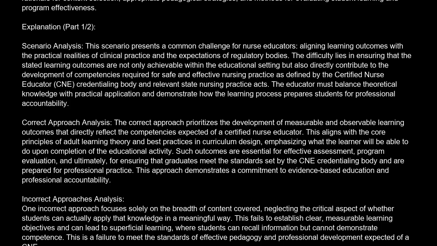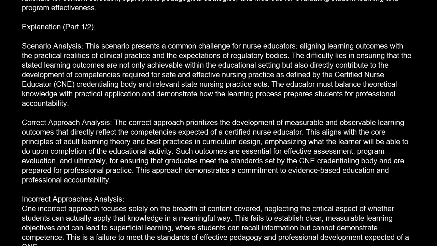Correct approach analysis. The correct approach prioritizes the development of measurable and observable learning outcomes that directly reflect the competencies expected of a certified nurse educator. This aligns with the core principles of adult learning theory and best practices in curriculum design, emphasizing what the learner will be able to do upon completion of the educational activity.